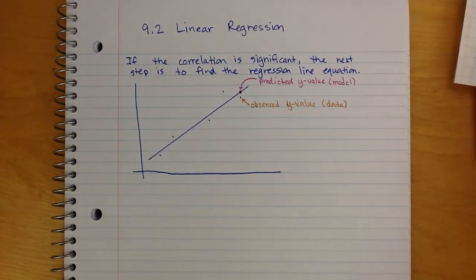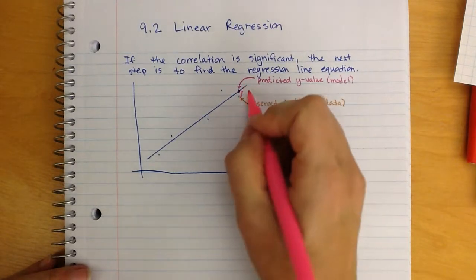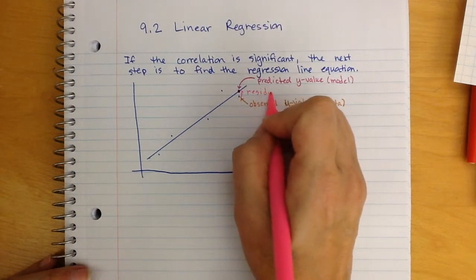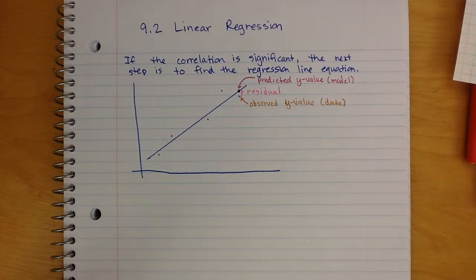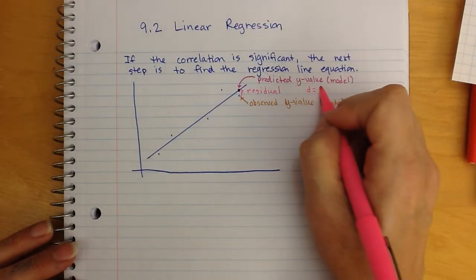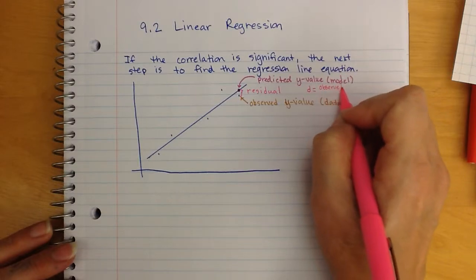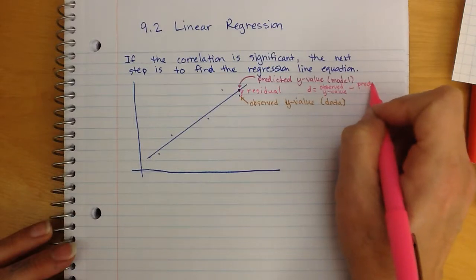So our predicted y value is based on the model, our observed y value is based on the data. And then there's a difference between these two. This little height between these two points is what we call a residual. And the value of that residual is the observed y value minus the predicted y value.